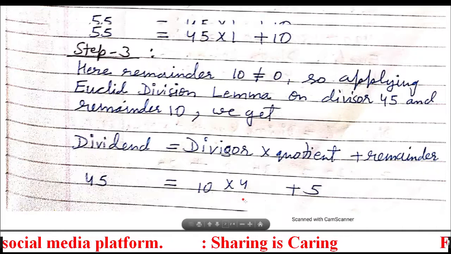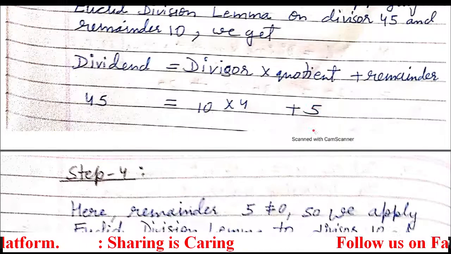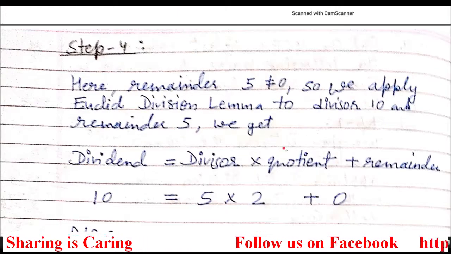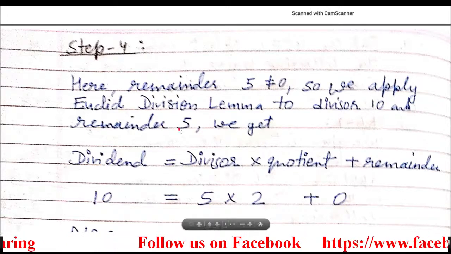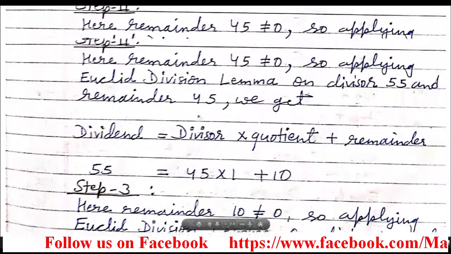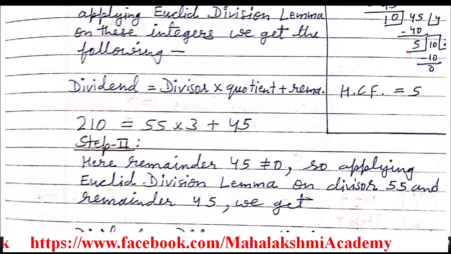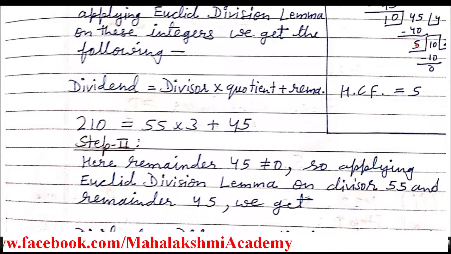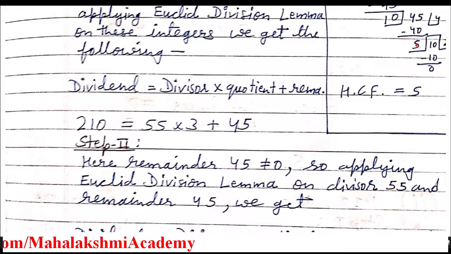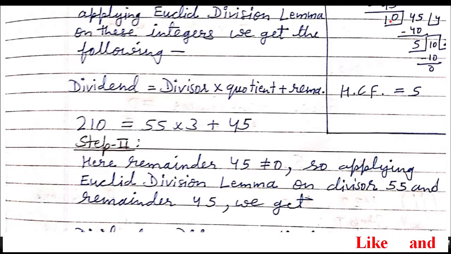In that, again substitute the value. Now here remainder again is not 0, so again we are going to write down the fourth step. Now see the fourth step. What is the fourth step here? Since the remainder is not 0, again we apply the division between 5 and 10. What is 5? 5 is the remainder, and 10 was the divisor for the previous step.